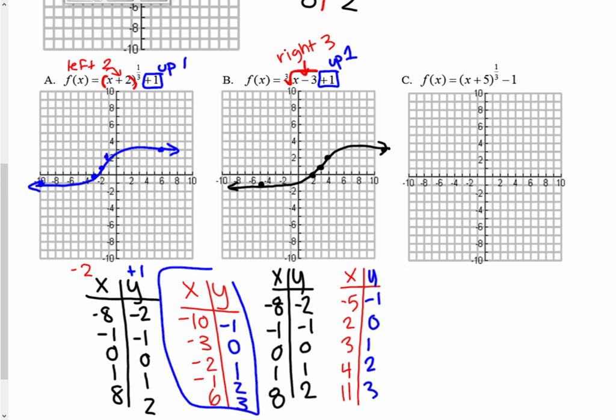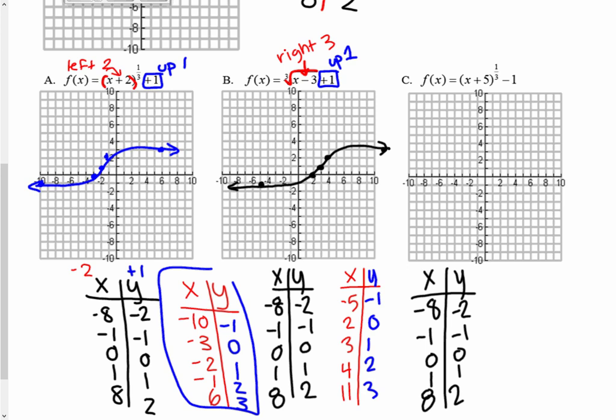Remember to include your arrows at both ends. So last but not least on C, again starting out with my parent function table: -8, -2, -1, -1, 0, 0, 1, 1, 8, 2.